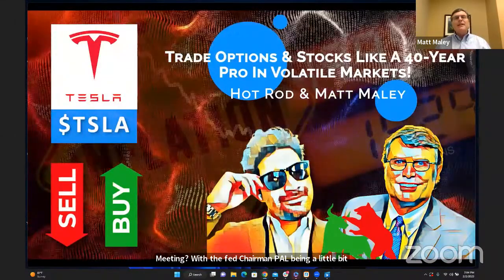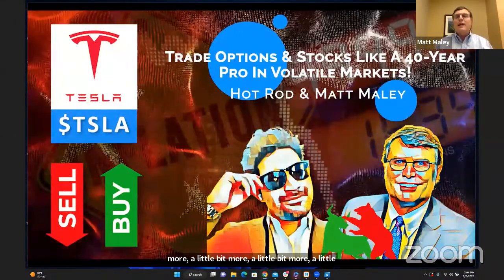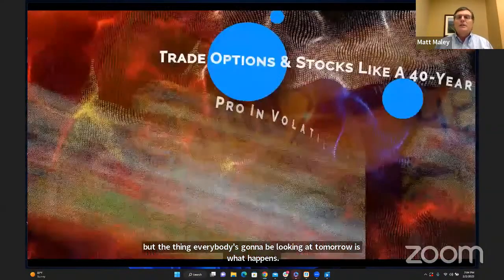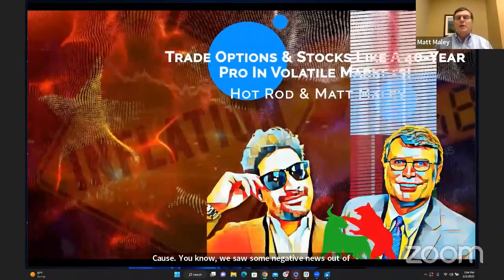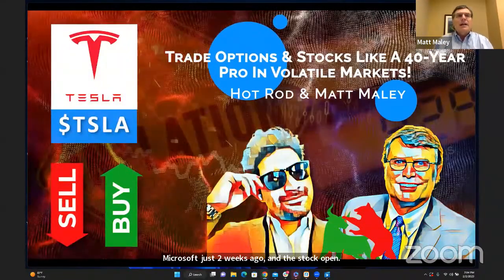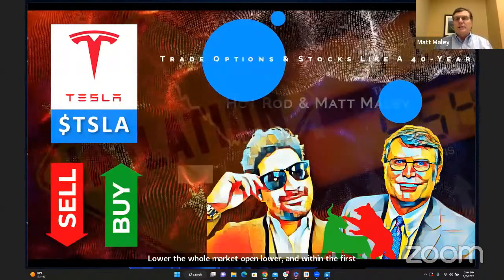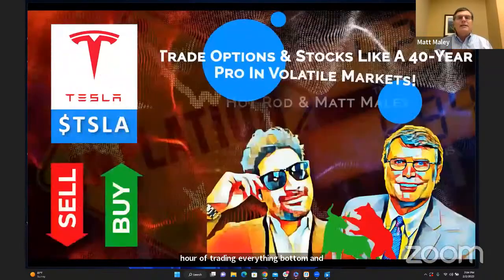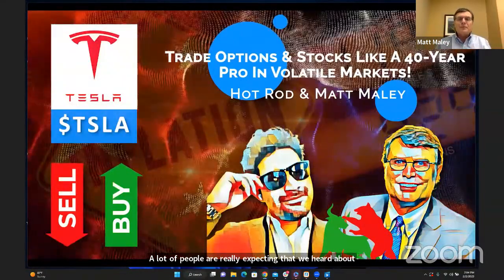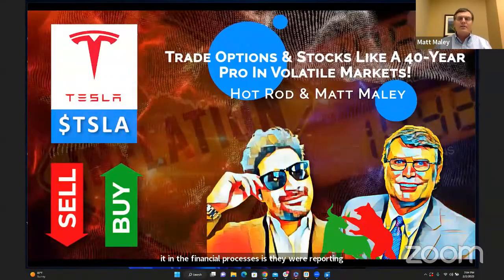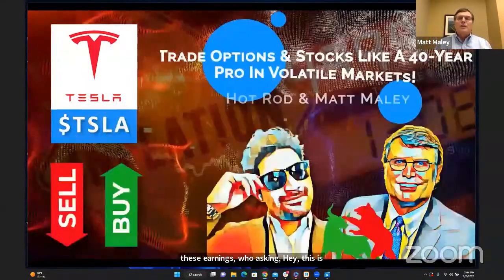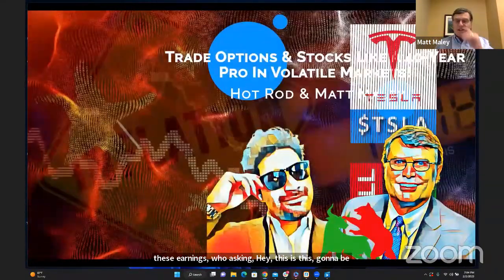But the thing everybody's going to be looking at tomorrow is what happens, because we saw some negative news out of Microsoft just 2 weeks ago, and the stock opened lower, the whole market opened lower, and within the first hour of trading, everything bottomed and rallied back strongly. A lot of people are really expecting that. We heard about it in the financial press as they were reporting these earnings. We're asking, is this going to be another one of these things where, just like Microsoft, the stocks open down and they bounce back and everything's hunky-dory?